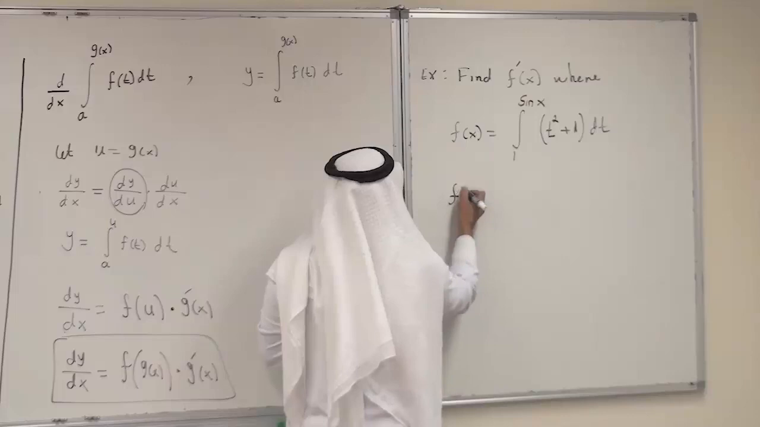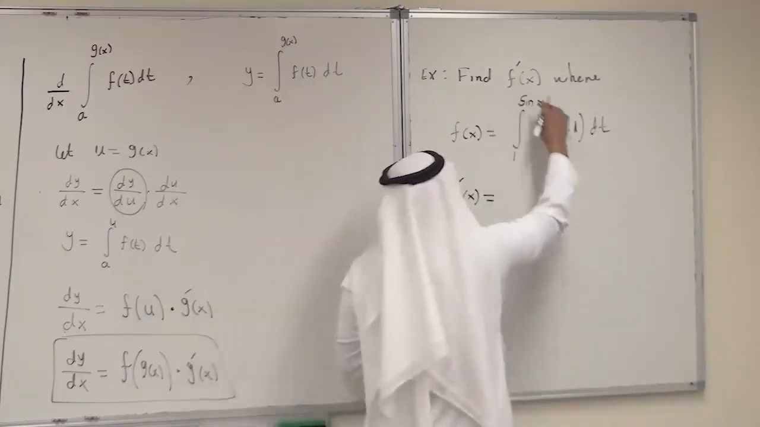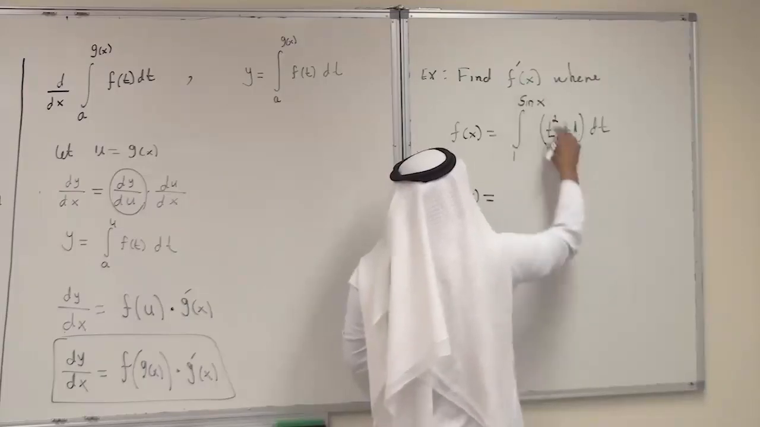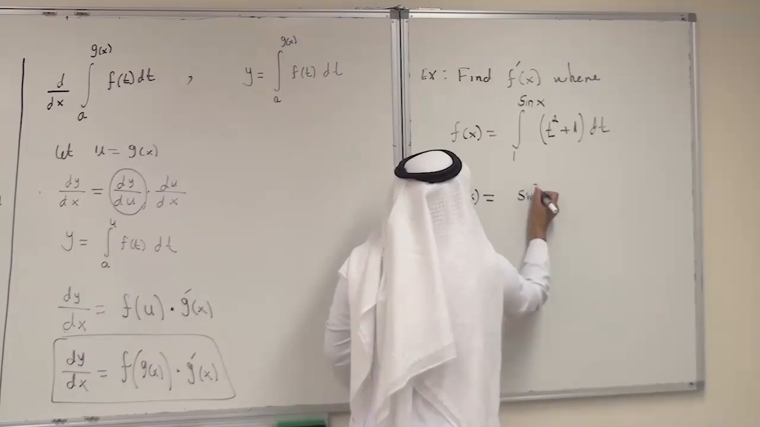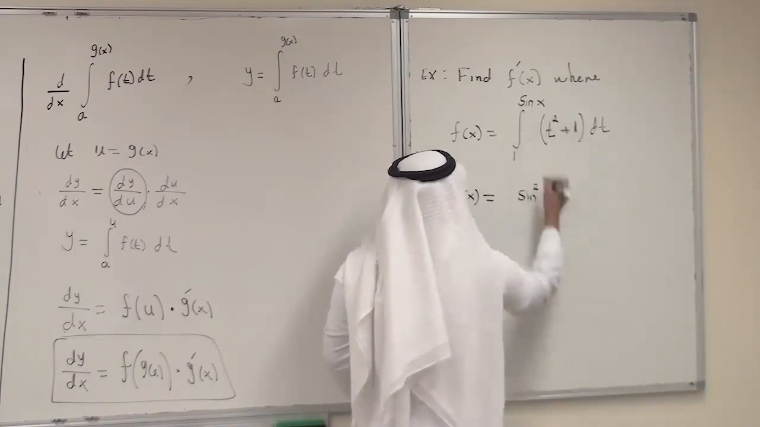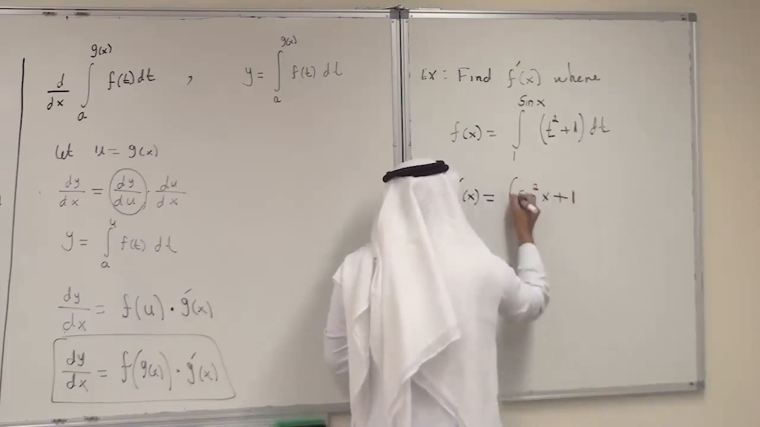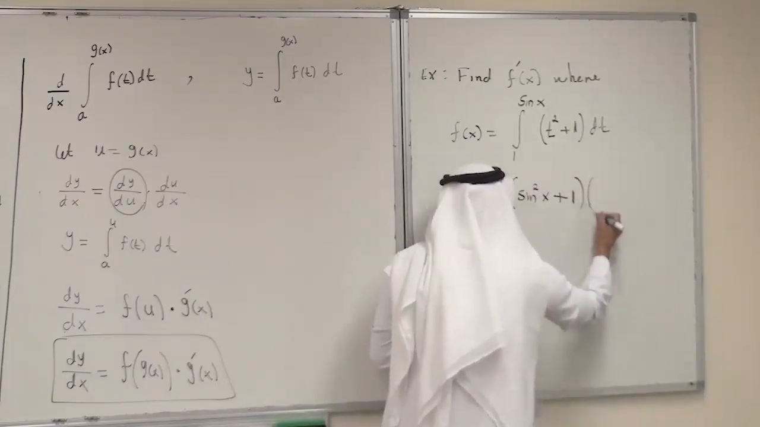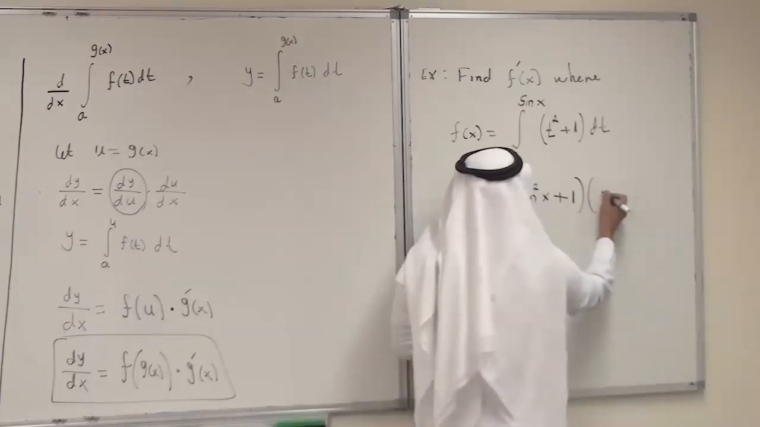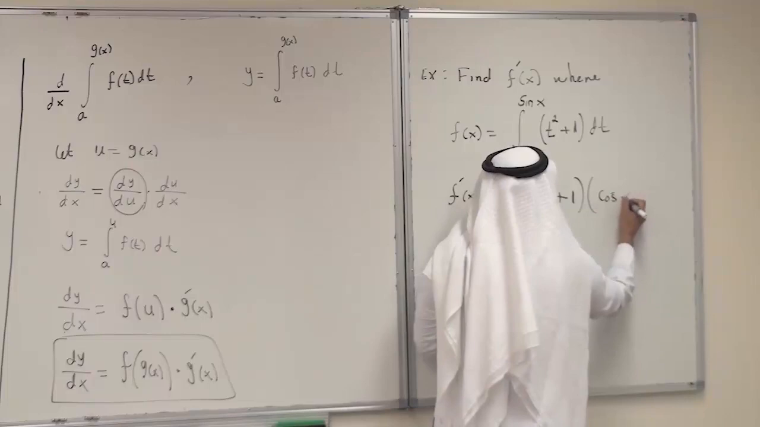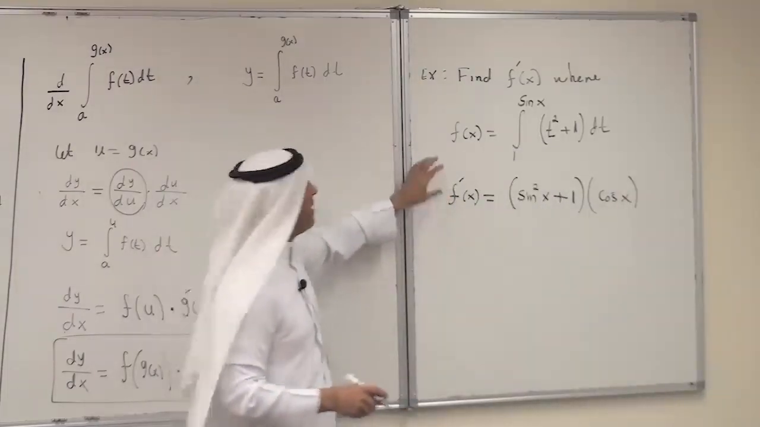Okay, what is the derivative f prime of x? According to the formula we did now, you need to replace t by the sine. So what we get is sine squared of x plus 1, that is f of g of x, multiplied by g prime. So what is the derivative of the sine function? That is cosine of x. That's exactly the derivative of the function.